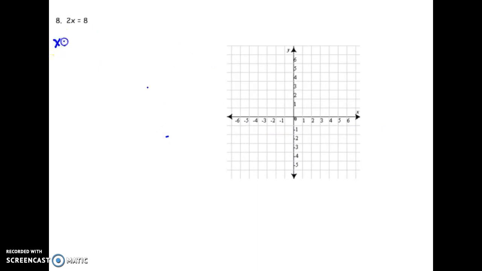So our x-intercept, let's let y be equal to 0. In this case, there is no y, so there is no y-intercept, but with our y-intercept, let's stop here for a second.